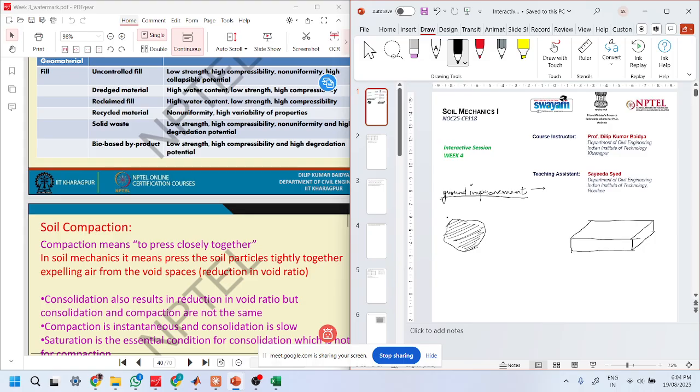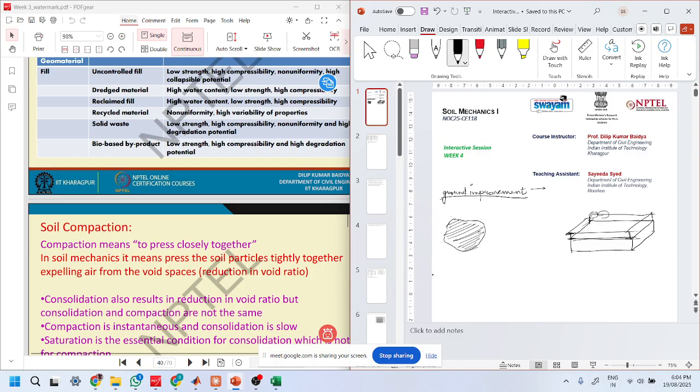Compaction is to be studied because whenever you start construction, you might have seen the leveling of the land and then you apply layers, at least 50 centimeters. You level the land before construction, for construction of roads, buildings, etc. Now, what is the common principle?